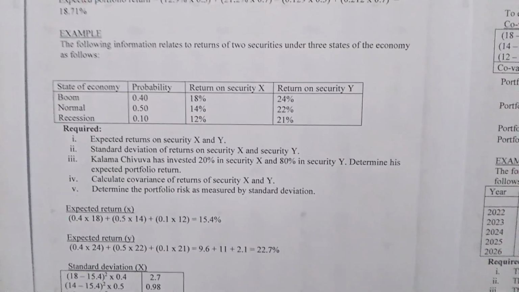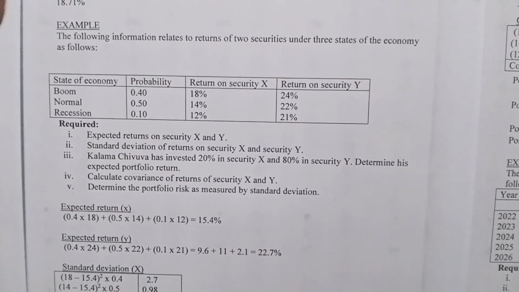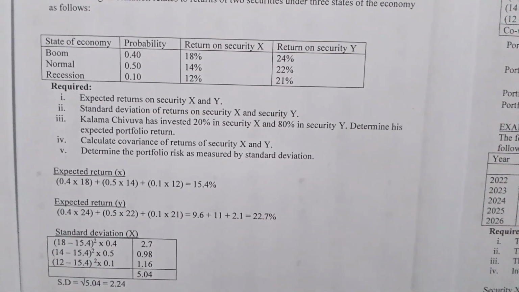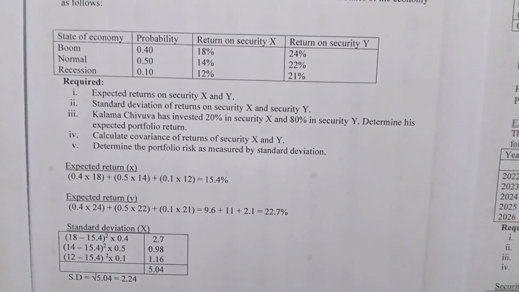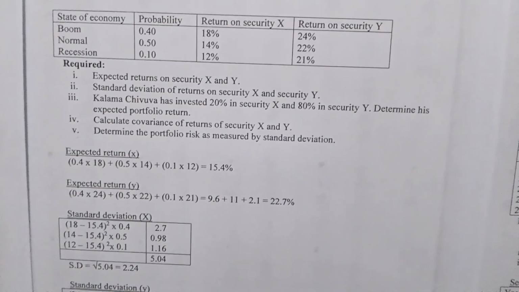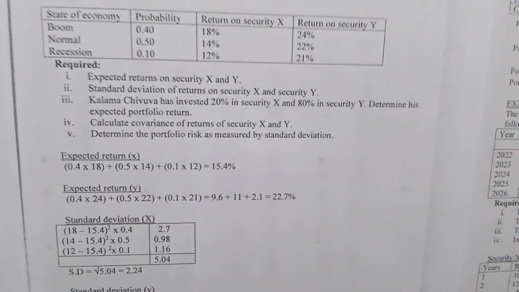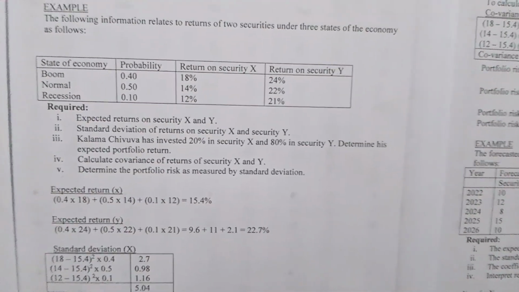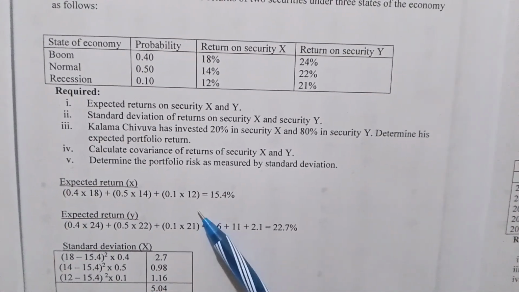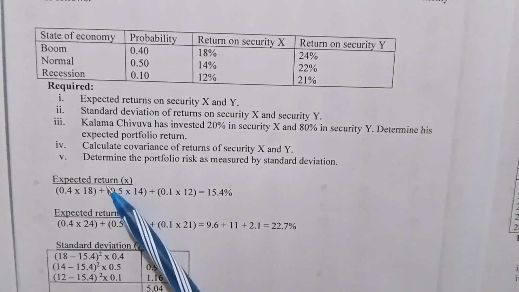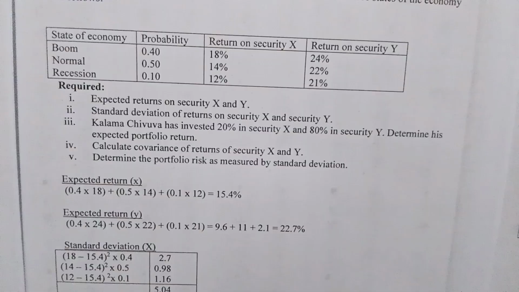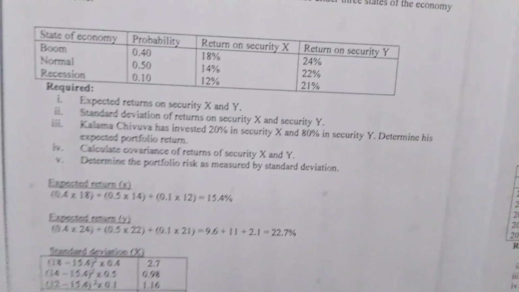Right. I think I should give you that one as your assignment. It's a similar question to what you have done in terms of the concepts to be applied. I don't see the need to do it together with you, because for the expected returns, you are told to find expected returns on security X and Y. What are we supposed to do?